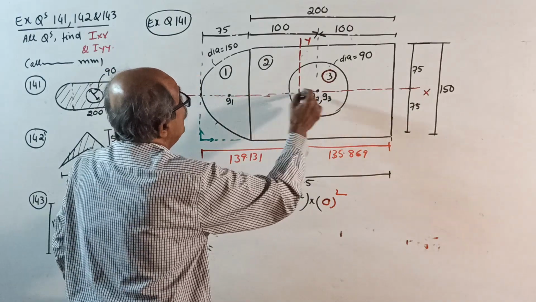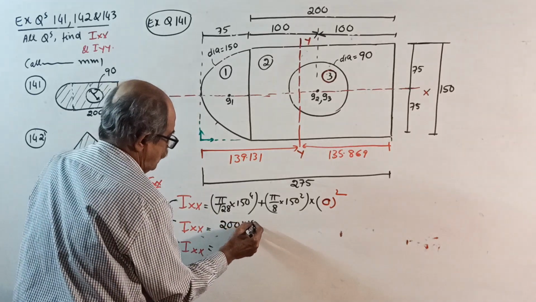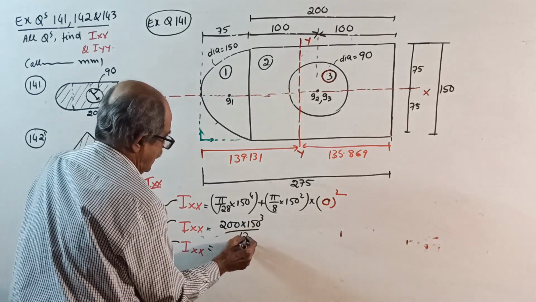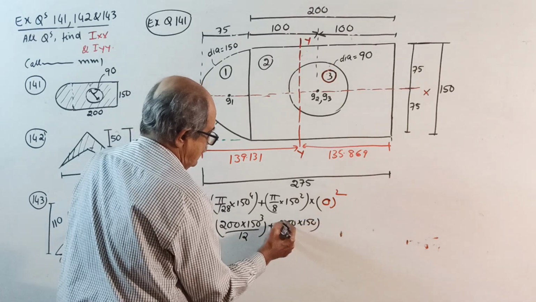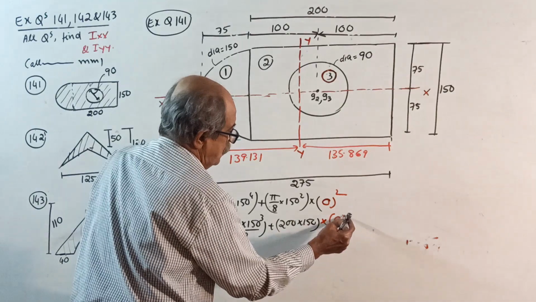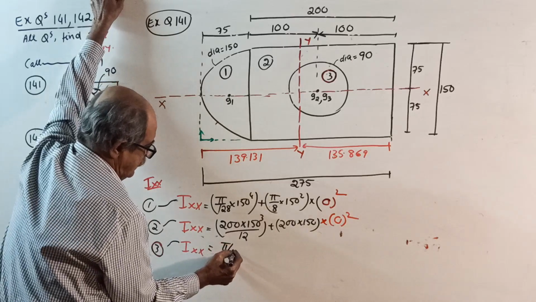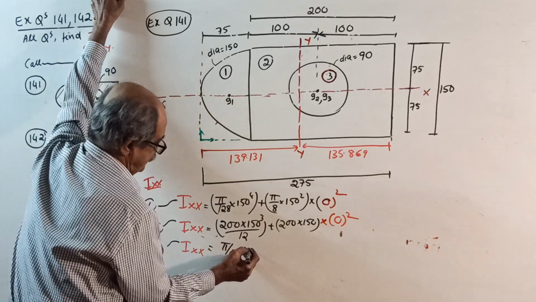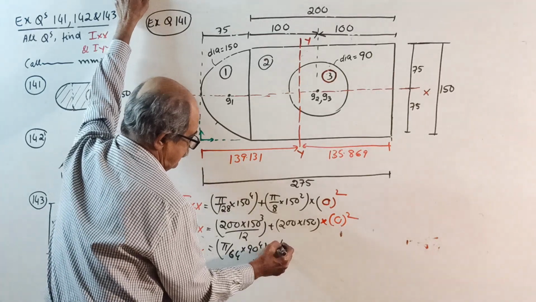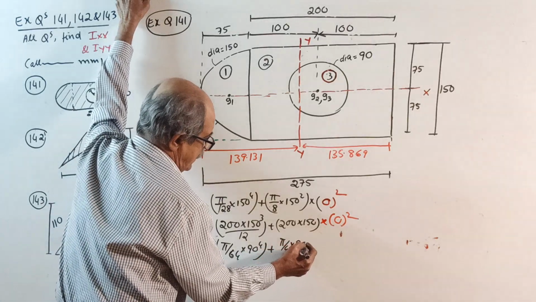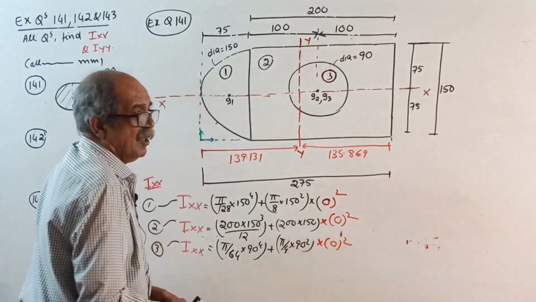Ixx for 2: 200 into 150 cube by 12, plus 200 into 150 is the area, also into 0 square. Lastly, the circle: pi by 64 of 90 power 4, pi d power 4 by 64, plus pi by 4 of 90 square, that also into 0 square. Why 0? Sorry, I cannot explain all these things now.